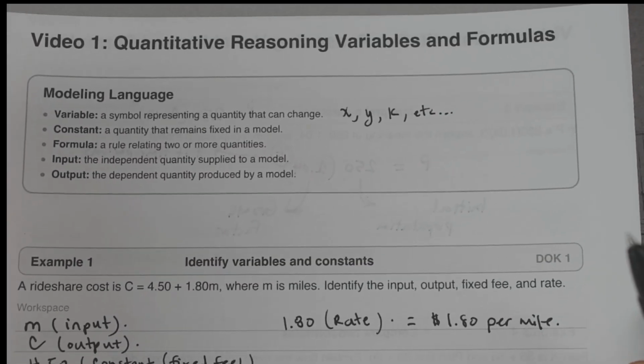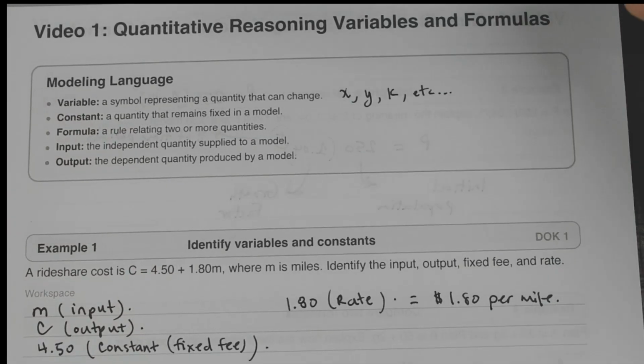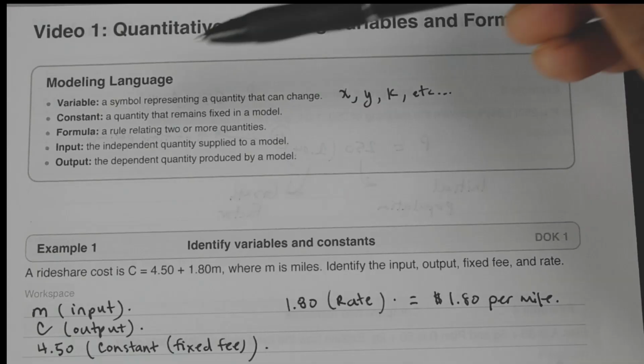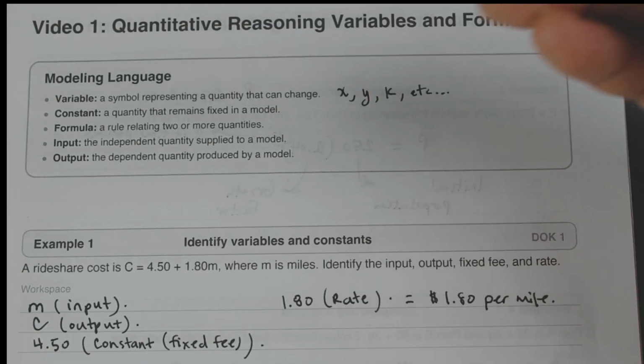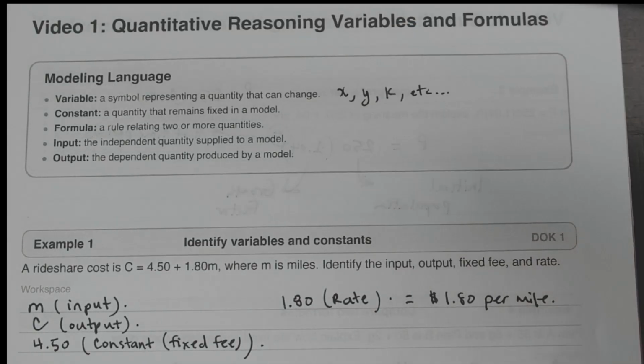So again, this is just lesson one, and these are the most important terms that you need to understand: what a variable means, what a constant means, what a formula is, and what input and output mean.